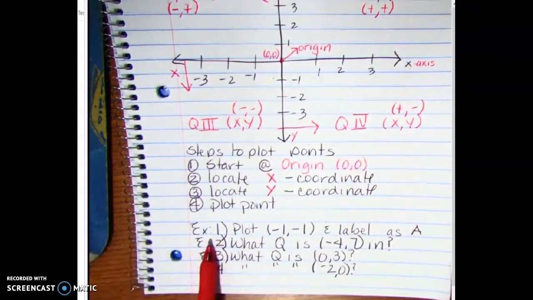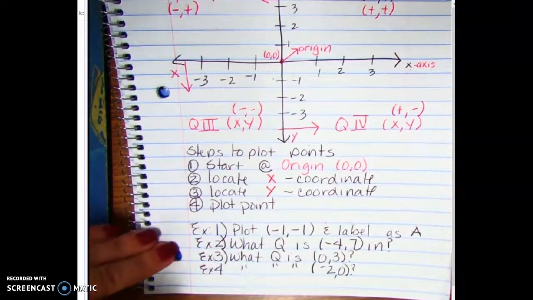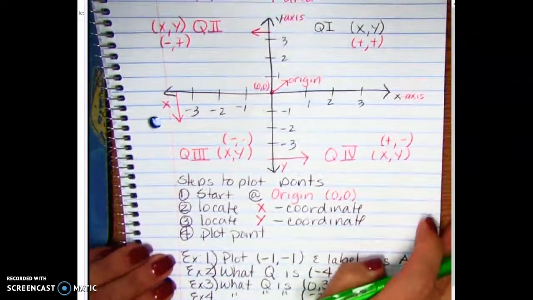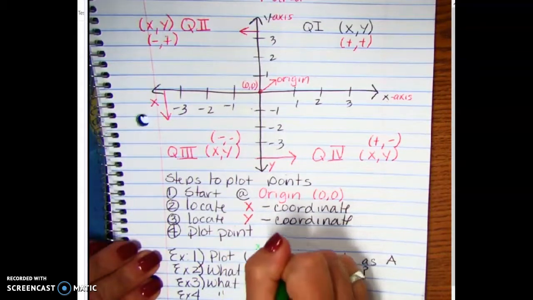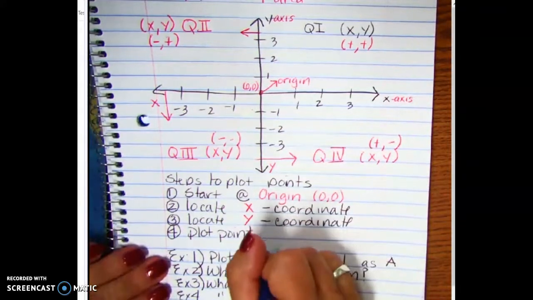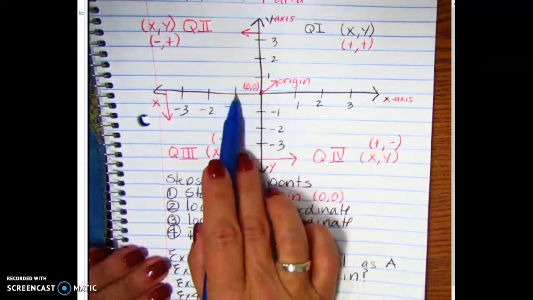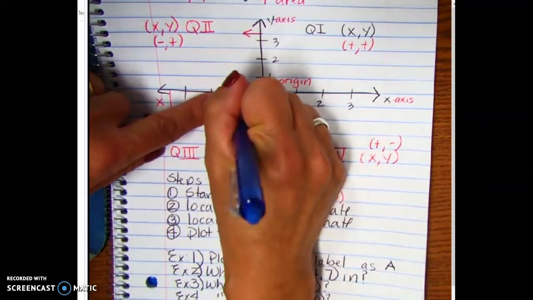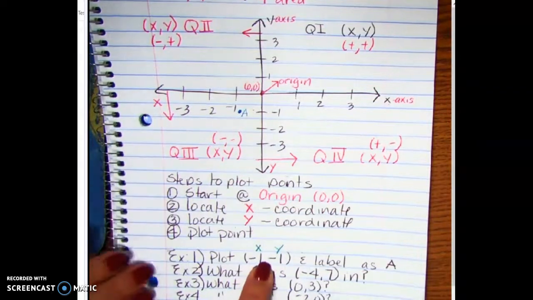So let's take a look at this question here. So let's see if I can find a good different colored pen. It says plot -1, -1, and label it as A. So I'm going to go back into here, and I'm going to find x and y. Oh, too light. I don't like that. Let's look at this one. Maybe we can do blue. X, good, and y. So x is a -1. Oh, that means I go left. Y is a -1, so I have to go down. And here it is, and I would make that A. It is in quadrant 3.